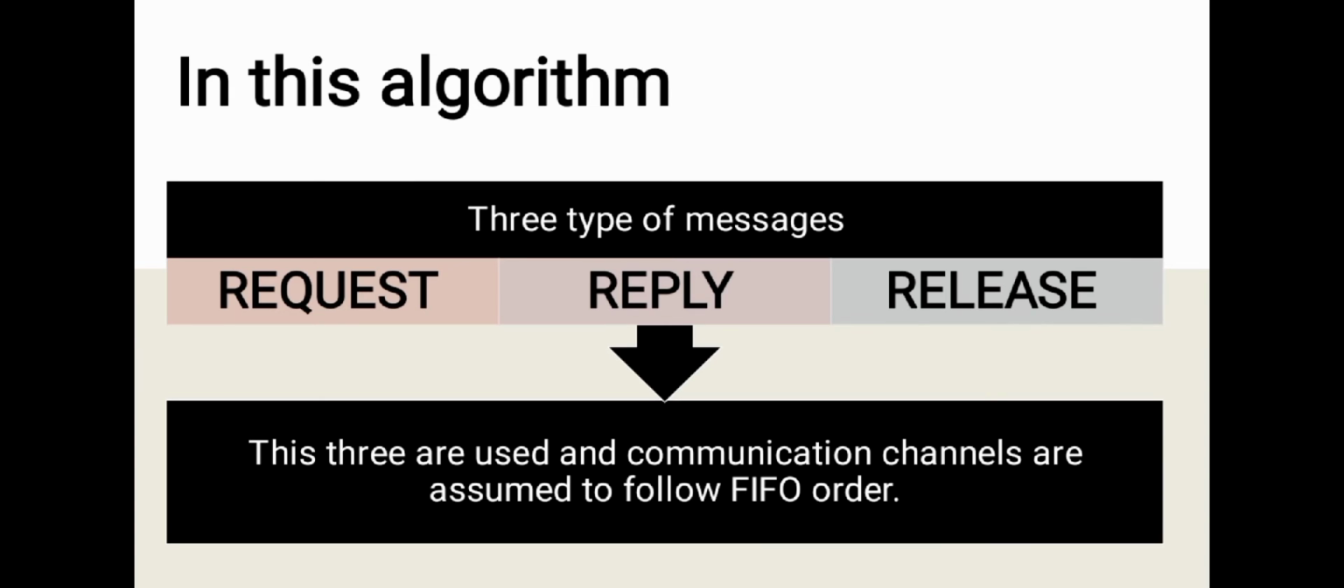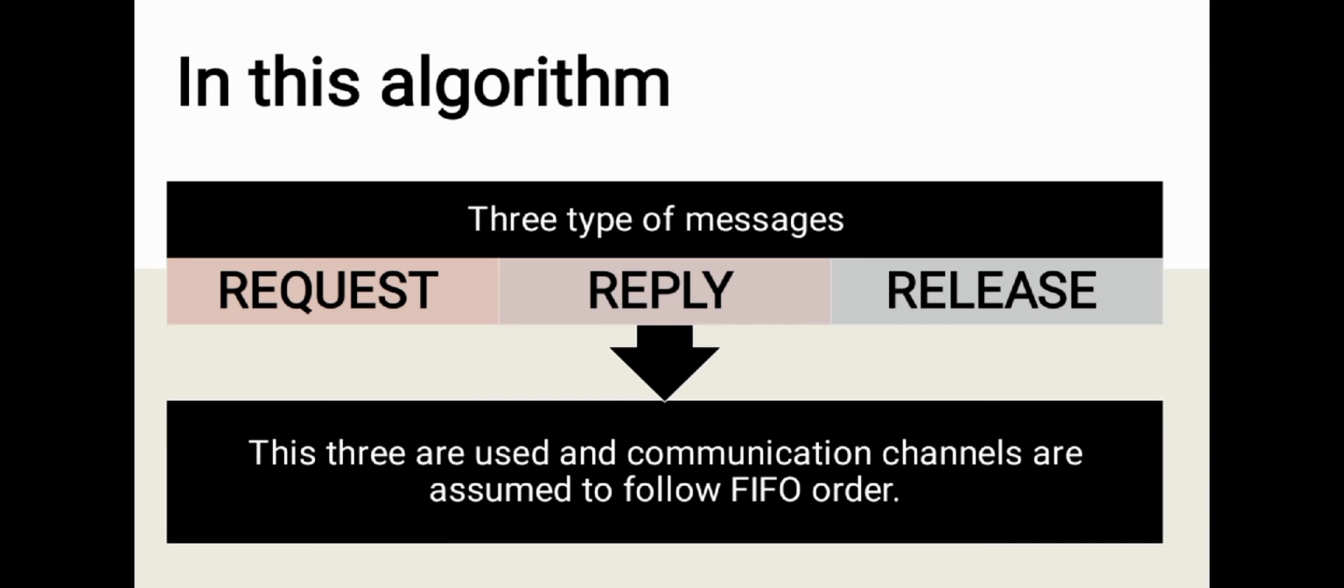In this algorithm, there are three types of messages: request, reply, and release. The request message is sent to all other sites to get their permission to enter the critical section. The reply message is sent to the requesting site to give its permission to enter the critical section. And the release message is sent to all other sites upon exiting the critical section. Every site keeps a queue to store critical section requests ordered by their timestamps, and communication channels are assumed to follow FIFO.